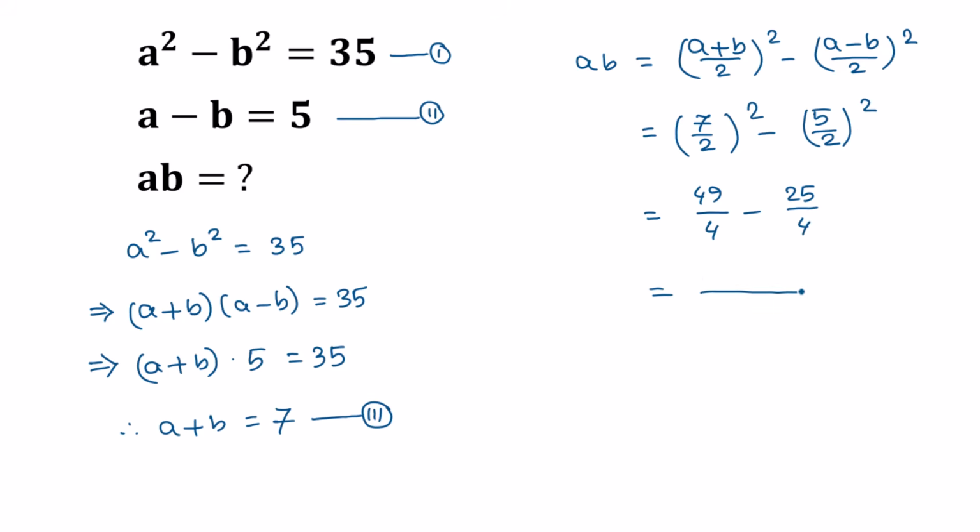So simplifying this, 4 and 4 divided by 4 is 1 times 49 is 49, minus 4 divided by 4 is 1 times 25 is 25, is equal to 49 minus 25, this is 24 over this 4, and 24 divided by 4, this is 6, and this is the value of ab.